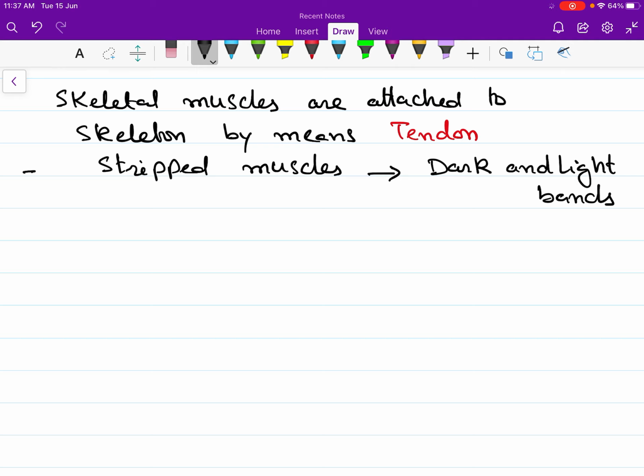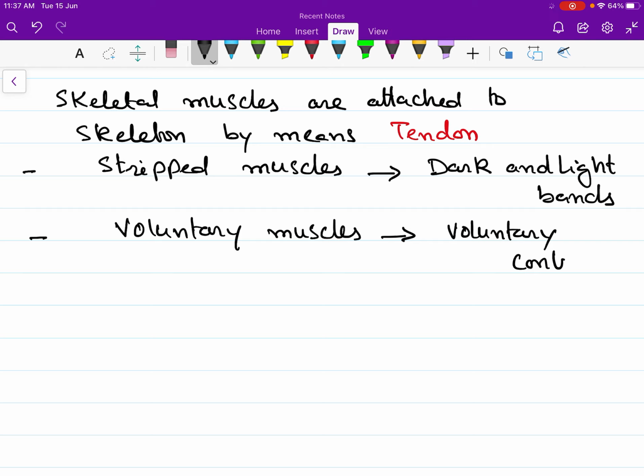These muscles are also called voluntary muscles. They are named so because they are under the voluntary control of a person. So they are under voluntary control, and for that reason they are also called voluntary muscles.